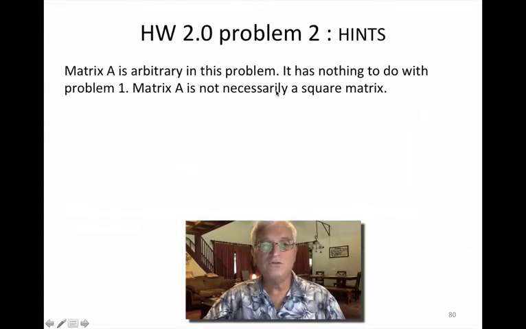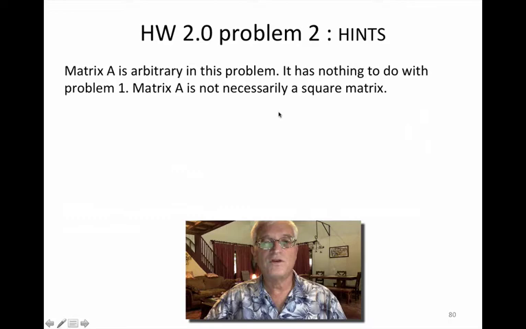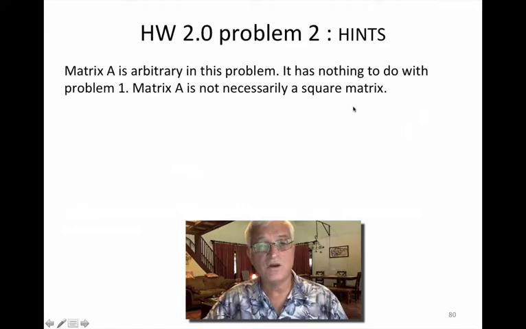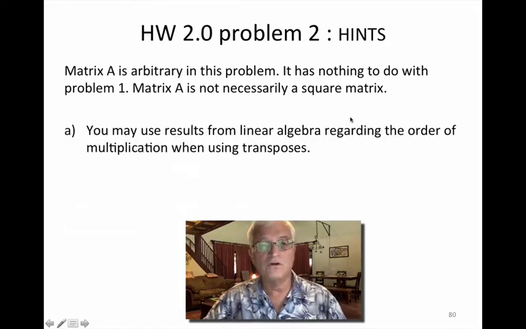Problem 2, okay, it is an extra credit problem, but it's pretty straightforward to do. It's worth doing. The question is, prove that A transpose A is symmetric. If you do it, keep in mind that this matrix A is now arbitrary. It is not the same matrix that we did in problem 1. It's not even necessarily a square matrix. It might have more rows than columns. It might have more columns than rows.